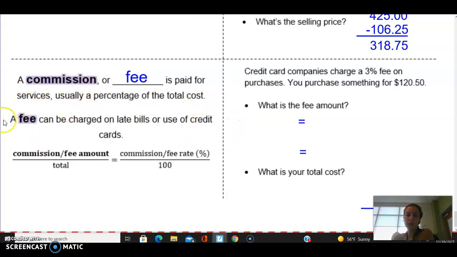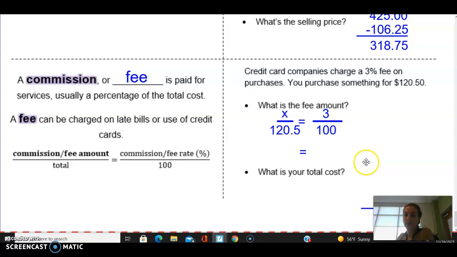And our last one is a commission or a fee, which is paid for services, usually a percentage of the total cost. A fee can be charged on late bills or use of credit cards. So it says a credit card company charged a 3% fee on purchases. You purchase something for $120.50. What is the fee amount?